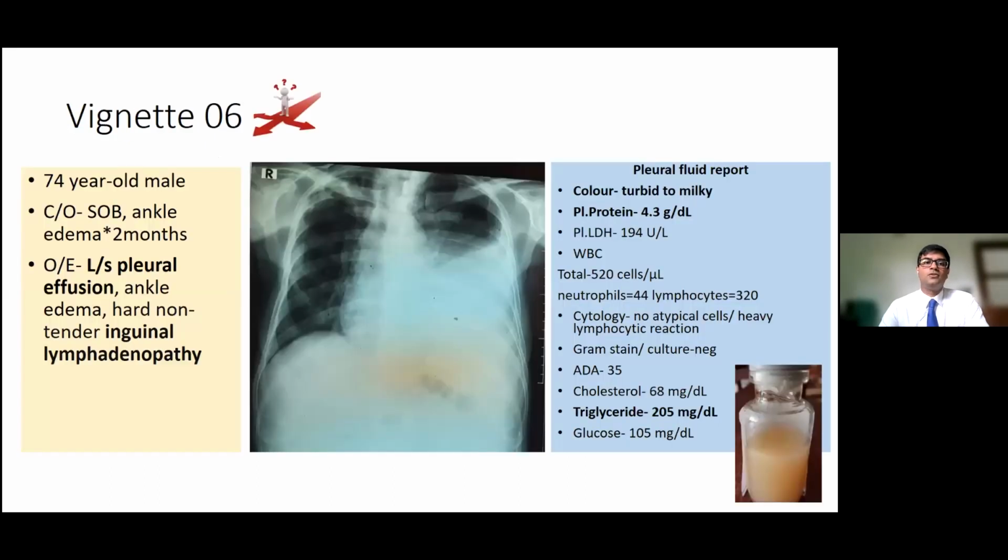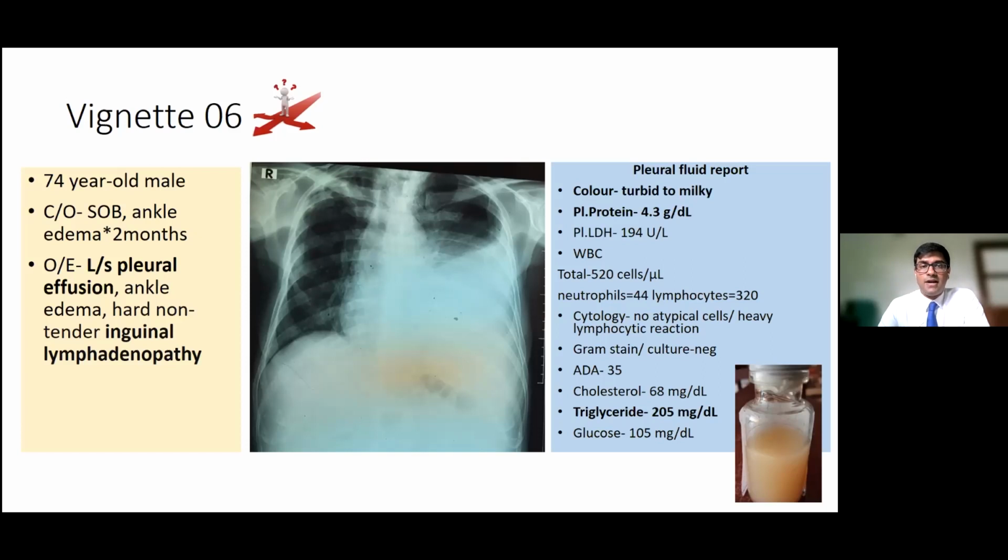So, my last case is a 74-year-old male who complained of shortness of breath and ankle edema of 2 months. Left-sided pleural effusion on chest radiography was there, and on physical examination, there is a hard, non-tender inguinal lymphadenopathy. Pleural fluid report: the color is turbid to milky, and pleural fluid protein shows it's an exudative effusion with lymphocytic predominance. The ADA is negative, cholesterol is less than 200 milligrams per deciliter, triglyceride is more than 110.